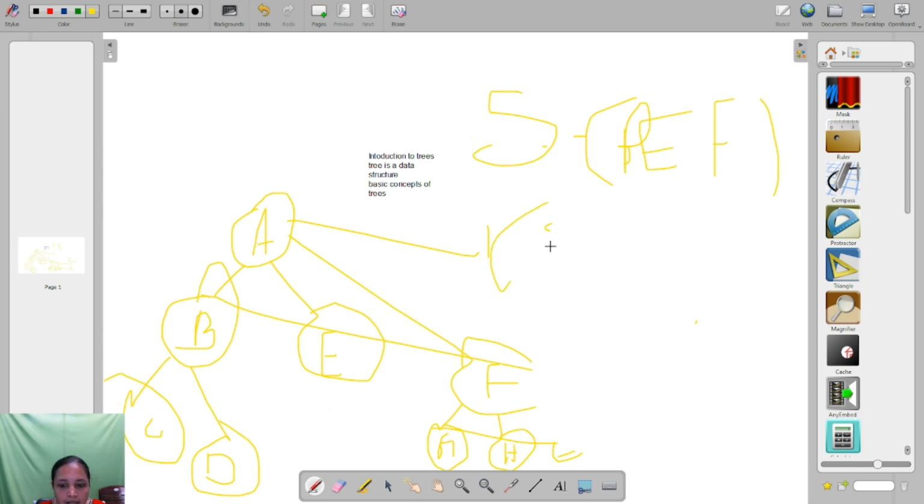Another set is C and D. So this one is another set. Now again G, H, I. These three children have the same parent F. So another set is G, H and I. So this is called siblings. So parent, children, siblings. Okay, the next one we are going to see is leaf.